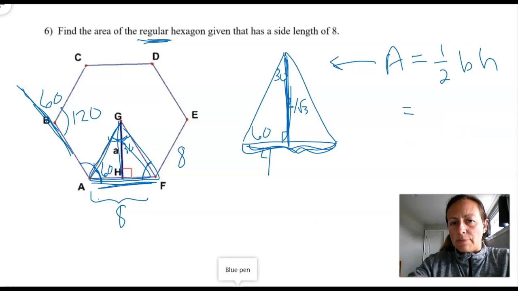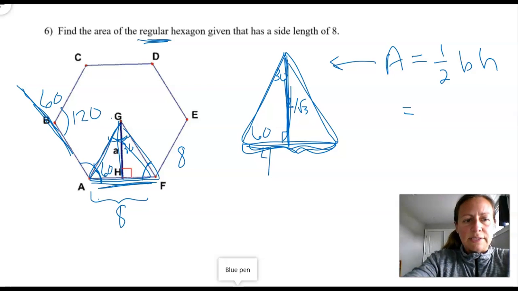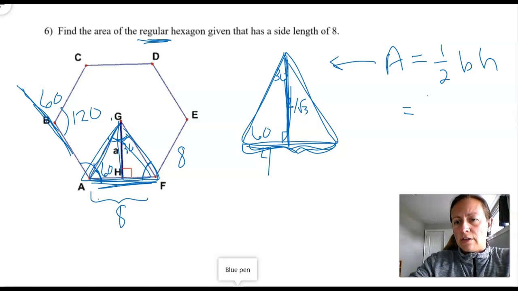So now I'm looking at this whole triangle, this AGF is 1/2 times 8 times 4 radical 3.